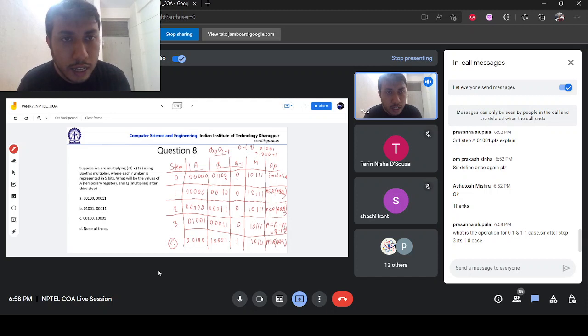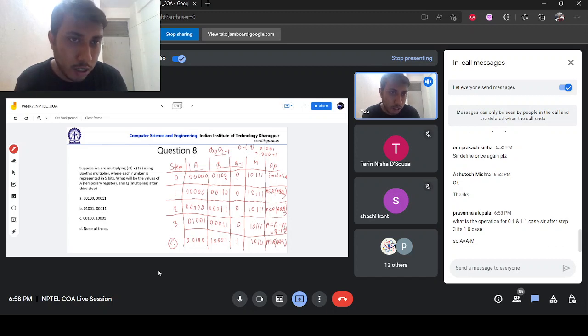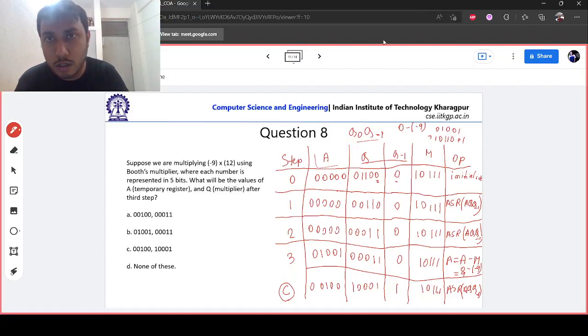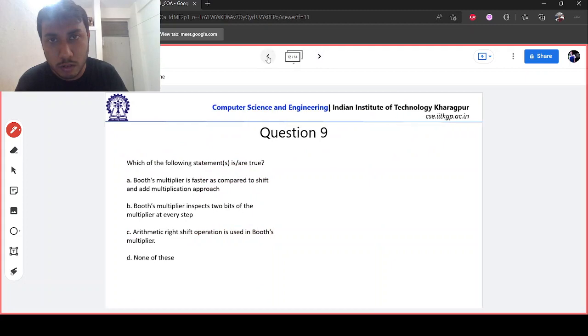In case of 1 1, for this question you should look at the slides that have been shared for week 7. You will find there that if it is 1 1, it is similar to 0 0: it will do an arithmetic shift right of A Q Q minus 1 only. Now, let me just draw it once, then it will be easier for you.